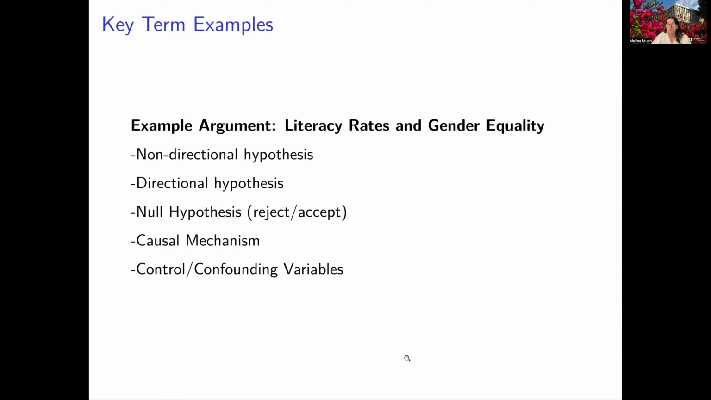So those are our key terms, also moving through this module 1C. We have directional and non-directional hypotheses, the null hypothesis framework, whether we accept or reject the null based on the evidence that we'll garner in our statistical units. You need to be able to establish a causal mechanism for your arguments or your hypotheses. And you also need to start thinking about potential control or confounding variables in these frameworks.